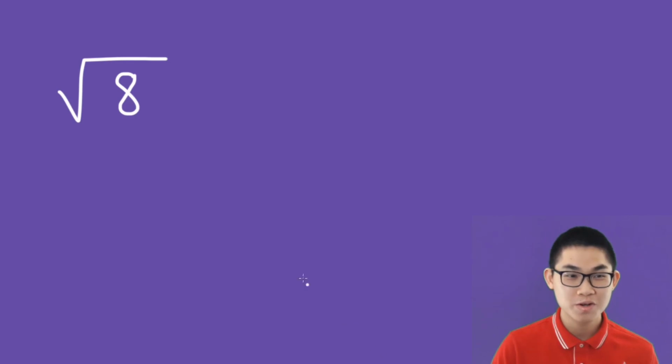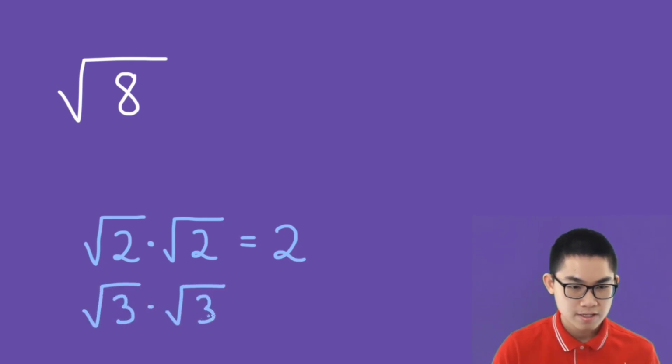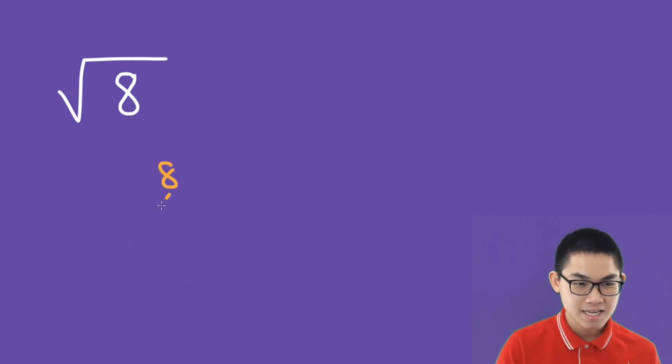What is the square root of 8? Well, this one is a little bit more tricky, but before I solve it, I want to show you something. If you have, let's say, the square root of 2 times the square root of 2, this will simply give you 2. And the square root of 3 times the square root of 3 will give you 3. So if the numbers in the square roots are the same, they will just give you the integer. So 8 is equal to 4 times 2, and 4 is equal to 2 times 2.